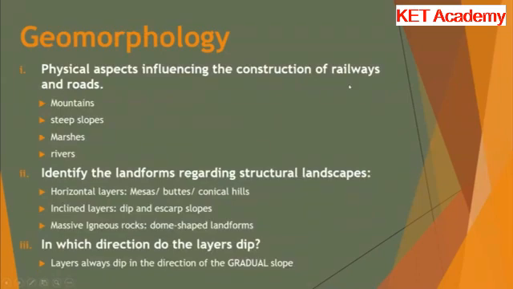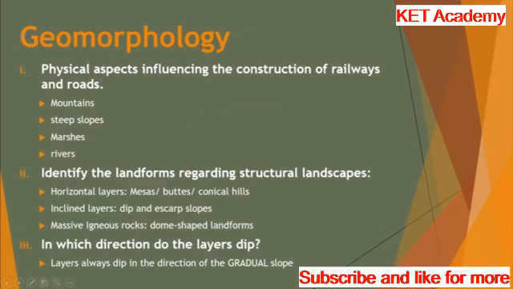Moving on to the next section, we're looking at geomorphology. So we're looking more at the Earth's surface. Here we want to see what physical aspects influence the construction of your railways and your roads. So if we're looking at your physical aspects, we're looking at those aspects that are hard in nature. So we're looking at your mountains, your slopes, your marshes, and your rivers. All of those physical factors.